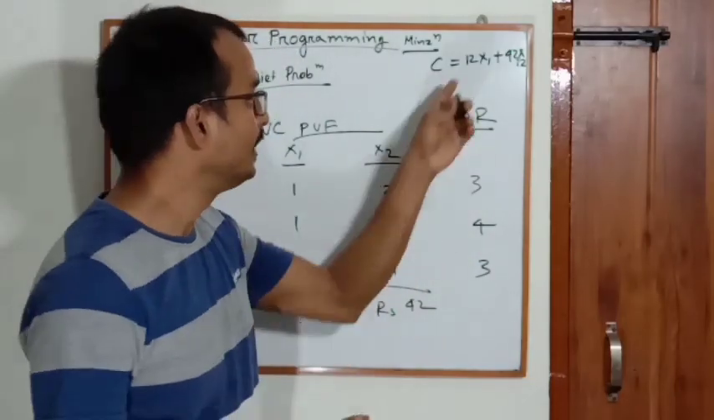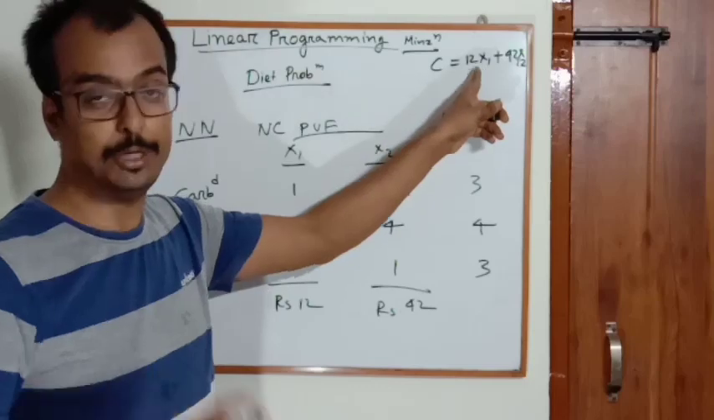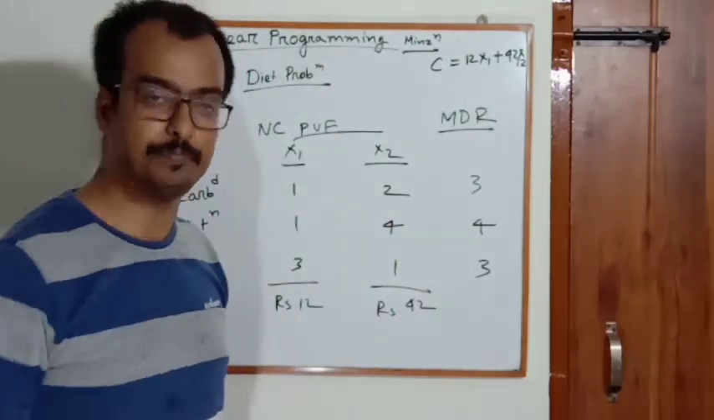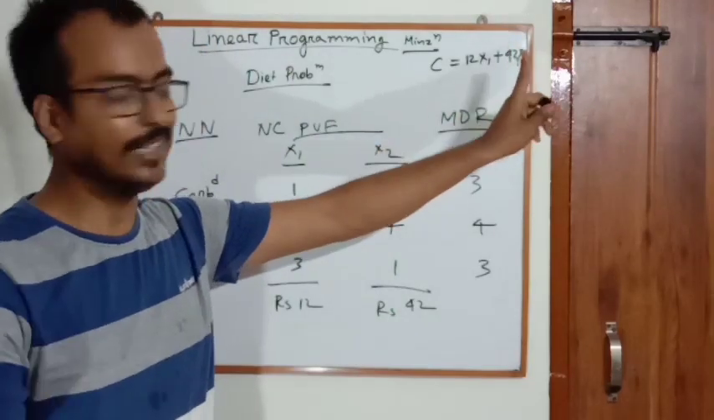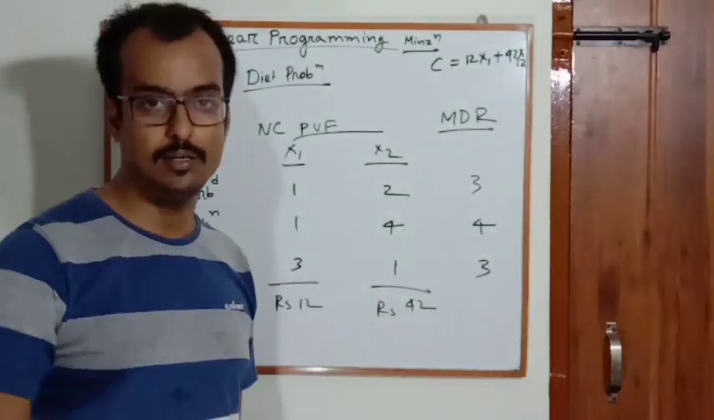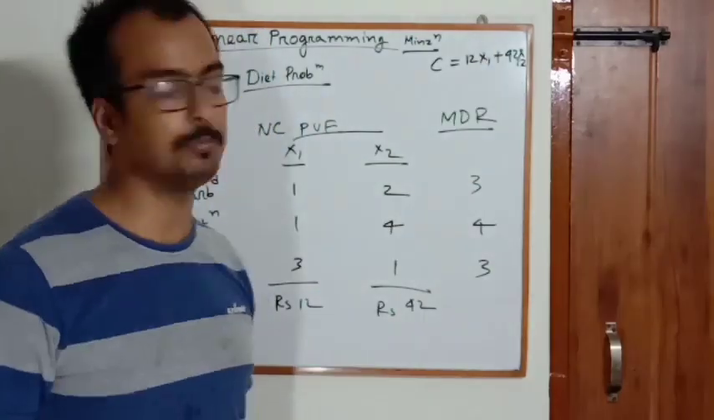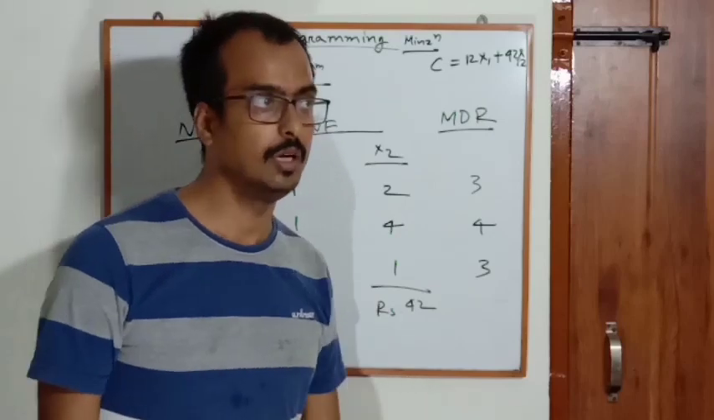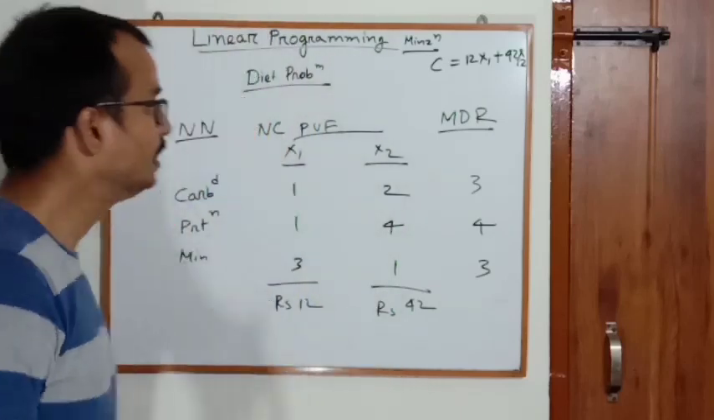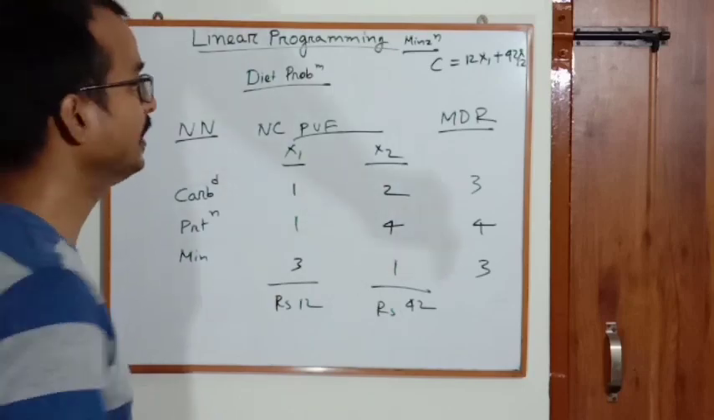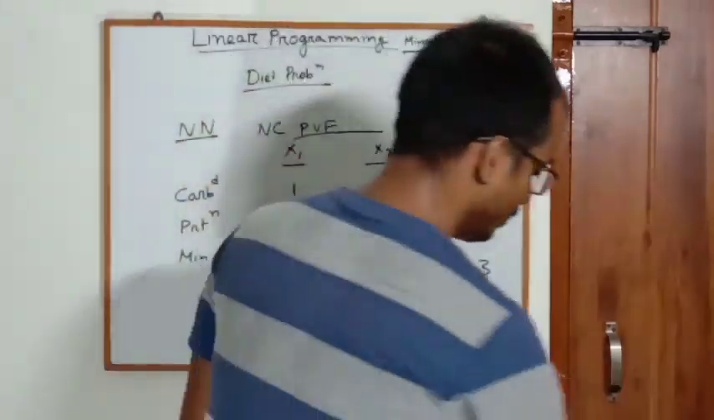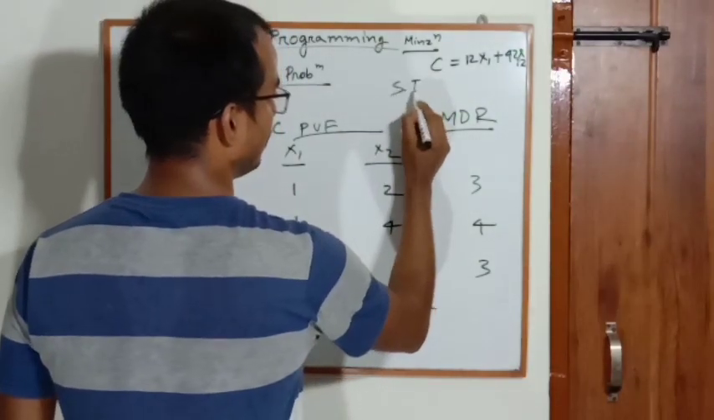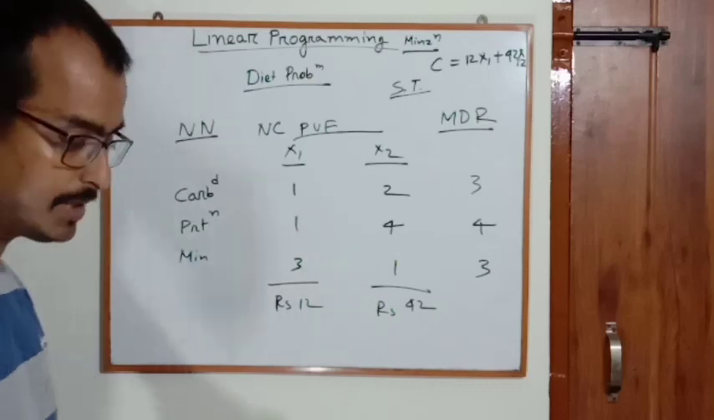I hope it's clear. If you give roti, if you give 3 roti per person, 3 into 12 is 36 rupees on roti. Sabji or chicken, if it is 42, one plate of chicken, that means you have to pay 42. So 36 plus 42, 78. So that will be your cost. In this way, this is the cost function. Okay. Now subject to the constraints. What are the constraints?